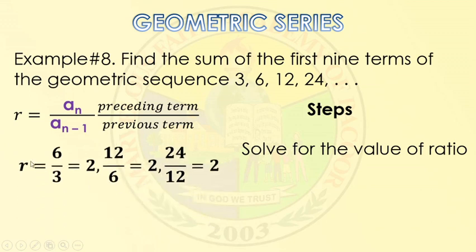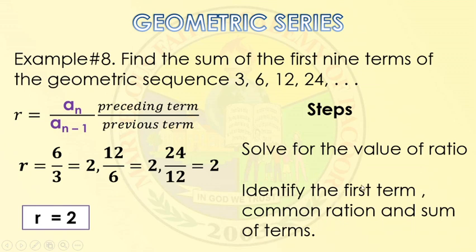Okay? So, ang preceding term natin dito ay 6, at ang previous term natin ay 3. 6 over 3, the answer is 2. 12 is the preceding term, 6 is the previous term. 12 over 6, the answer is 2. Next, 24 is the preceding term and 12 is the previous term. 24 over 12, the answer is 2. Okay, so we have now the value of the common ratio equals 2.